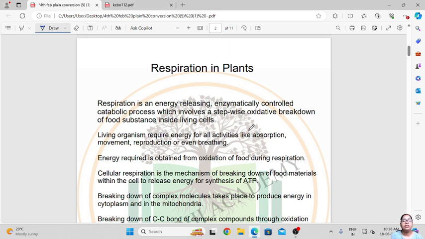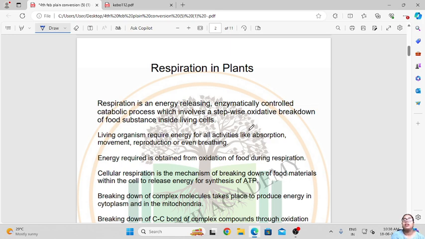Respiration is an energy releasing process. It is an energy releasing, enzymatically controlled catabolic process which involves a stepwise oxidative breakdown of food inside the living cells. So here, the food that we eat is broken down by the enzymes in a catabolic process which helps in releasing energy. That energy is further used by our body to do our day-to-day work.